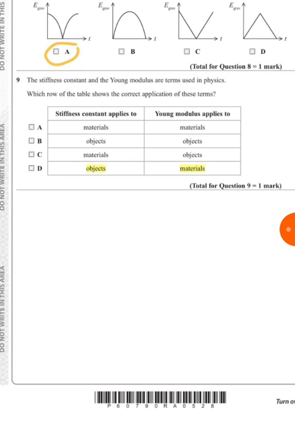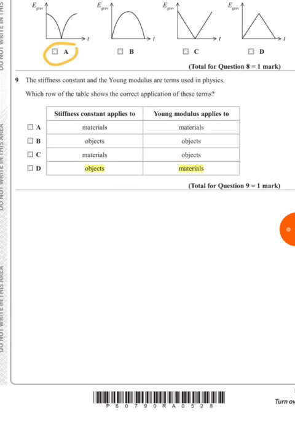For example, if there are two wires, but one is made from a very strong metal and the other one is made from a soft metal, then the soft metal is more flexible than the strong metal. So Young modulus depends on what type of material it is, but stiffness does not.